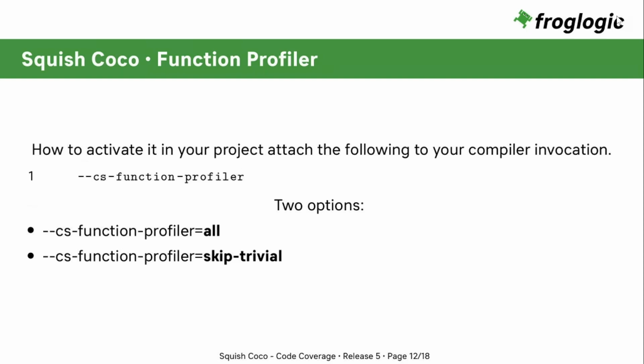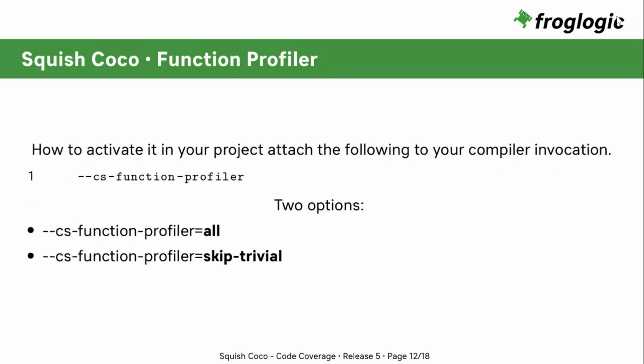Furthermore, you can adapt the CS function profiler to two different modes: all, which gives you all data for the functions, and the second one is skip trivial, where it skips functions like getter and setter, basically every function which is only a line, because these tend to add up in the function profiler and might slow you down. So keep in mind that you can switch between those two.